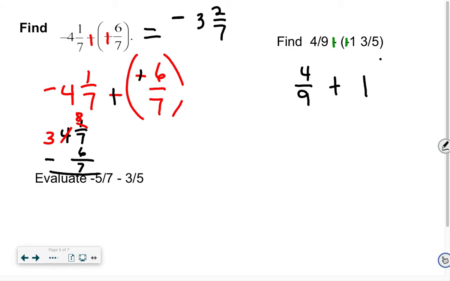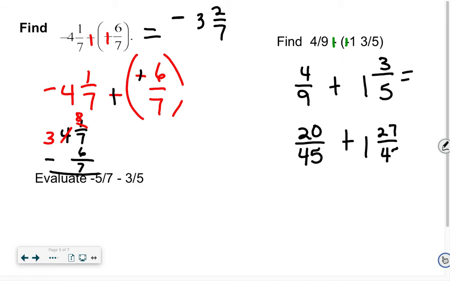plus 1 and 3/5. Can I add those the way they are? No, because I have to have a common denominator. Paige, what's the common denominator between 9 and 5? She says 45. I agree. So did you have 20/45ths plus 1 and 27/45ths? Am I correct there? Yes.